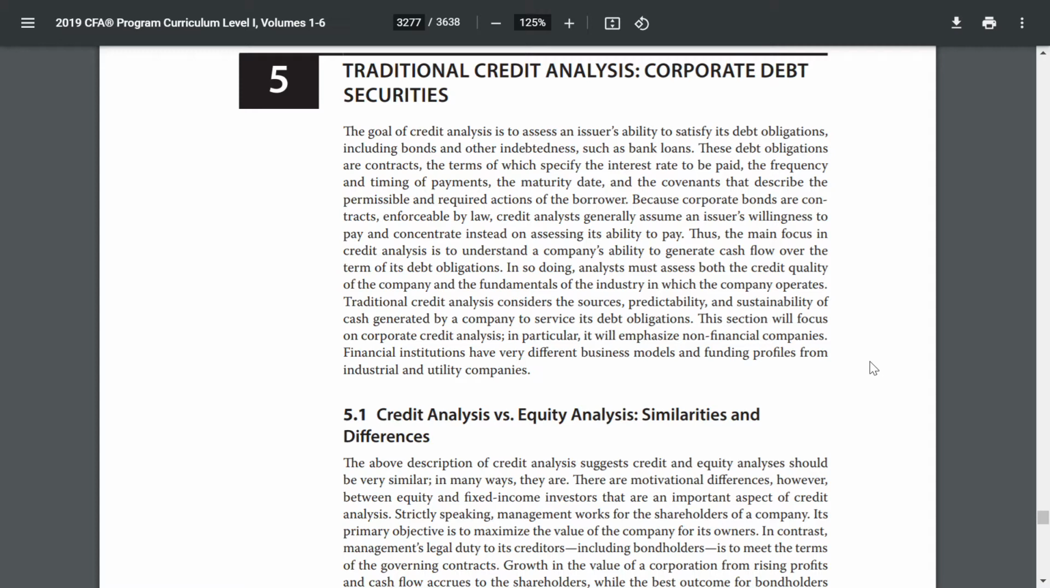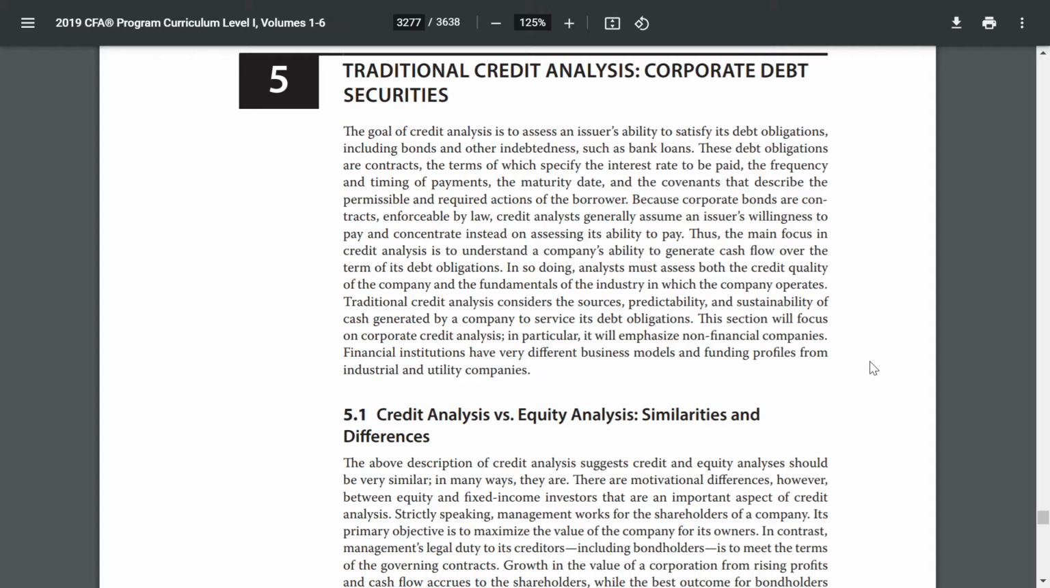All right. Traditional credit analysis, corporate debt securities. The goal of credit analysis is to assess an issuer's ability to satisfy its debt obligations, including bonds and other indebtedness, such as bank loans. These debt obligations are contracts, the terms of which specify the interest rate to be paid, the frequency and timing of payments, the maturity date, and the covenants that describe the permissible and required actions of the borrower.